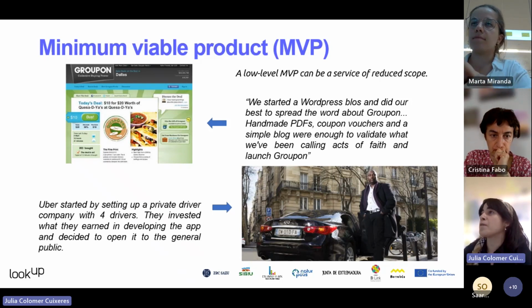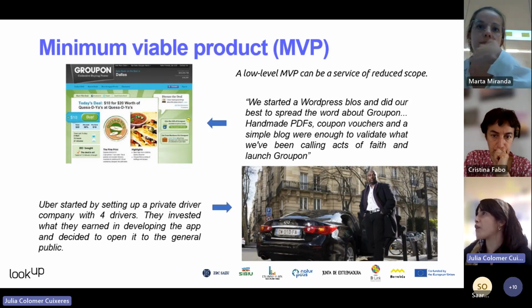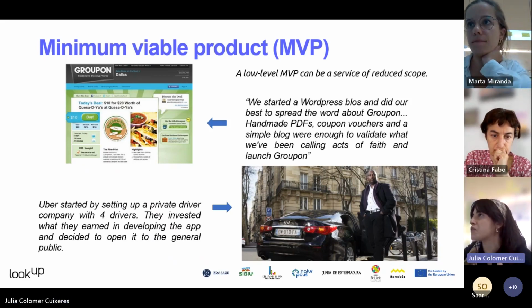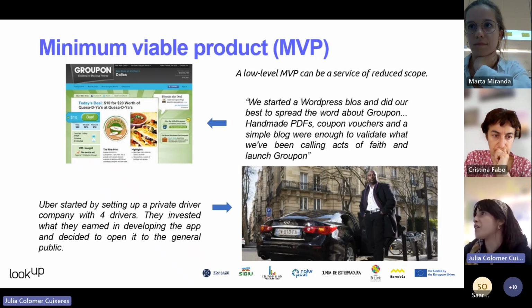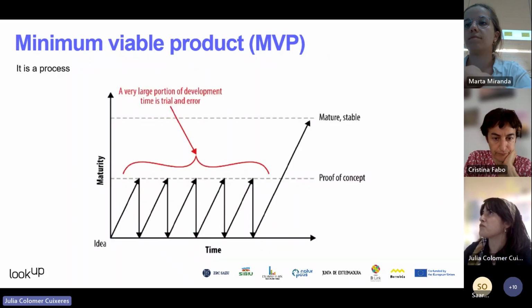And then I was just looking for the example that we had. It was Uber, of course. And it was curious because I didn't know that they started with 4 drivers. They just went to the market with 4 drivers. They tried to analyze how it worked, to develop something, and with the money that they earned, they decided to open it up for everyone. And you can see how successful it is now. So it's a good example.